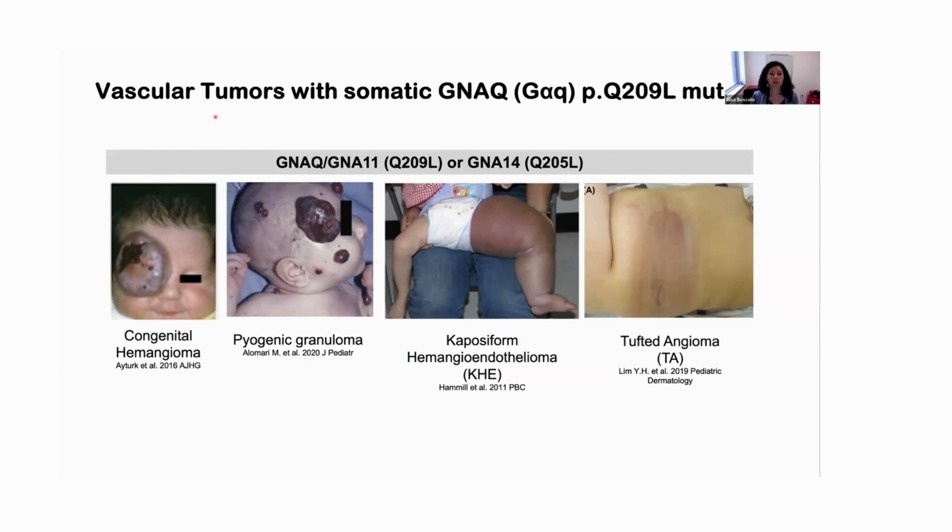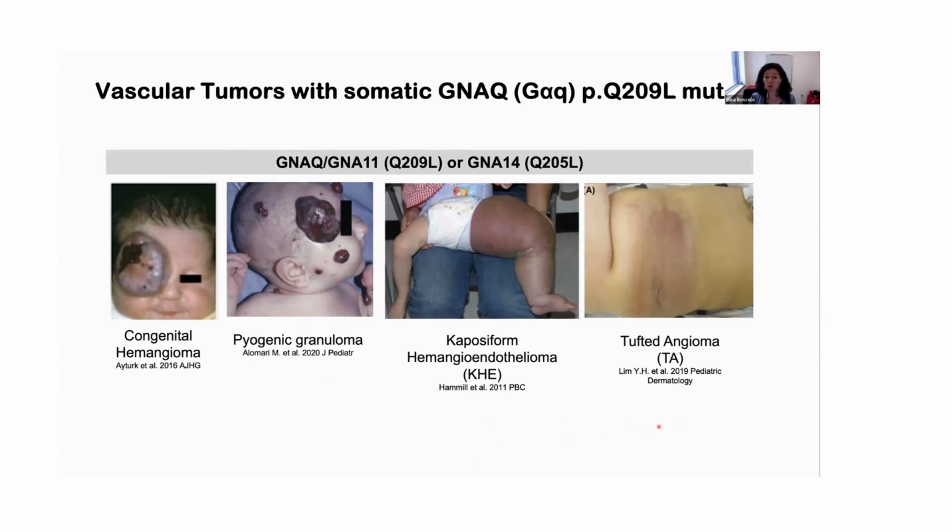The types of vascular tumors that are associated with somatic hyperactive GNAQ mutation at the site Q209L, or the conserved site in GNA14 Q205L, are congenital hemangioma, for which work from Matt Warman's lab has found GNAQ mutations associated with about 80% of the cases they looked at. And then we have a handful of cases of pyogenic granuloma, kaposiform hemangioendothelioma, and tufted angioma.